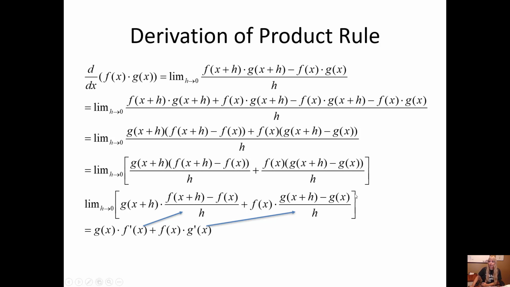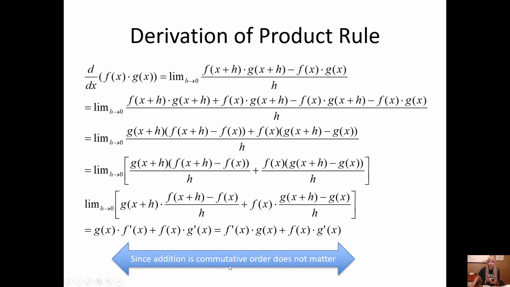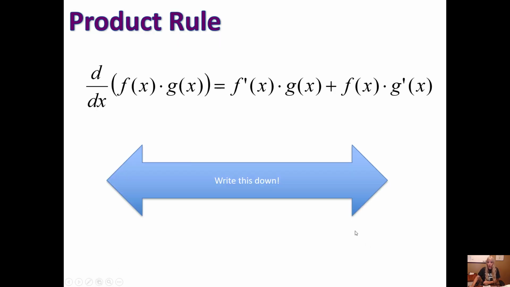This is f of x, and then this is the definition of the derivative. So what this shows me is this is actually the product rule. In other words, the order doesn't matter because you're multiplying. I typically try to say this in words and write this down.